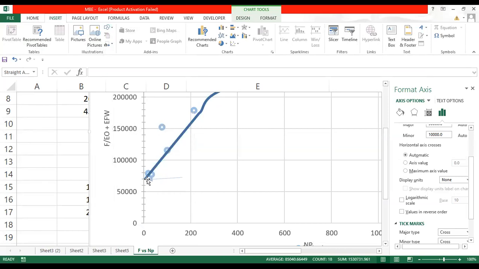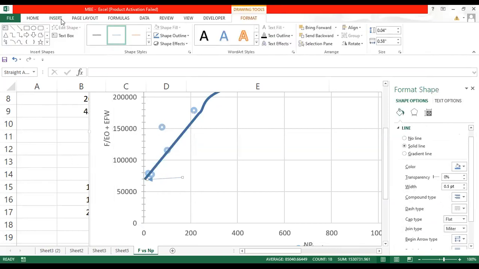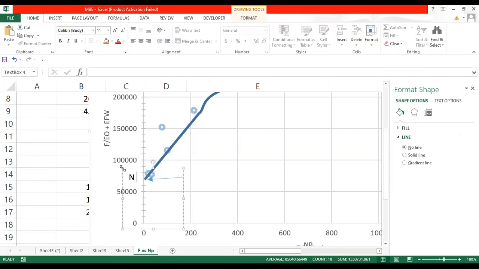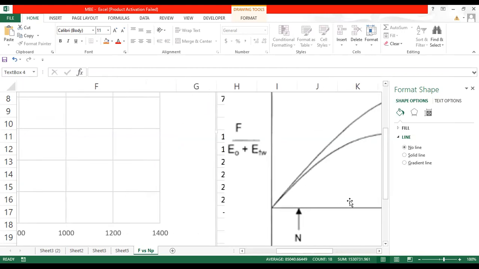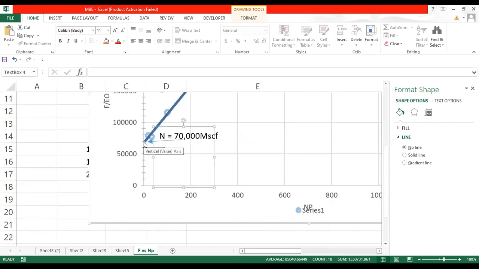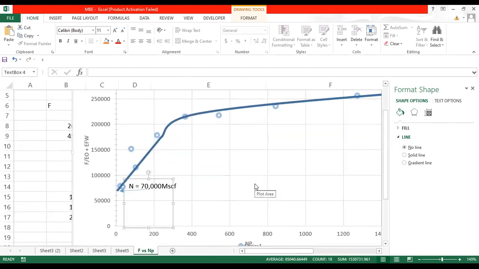So actually this represents your N value, which is equal to 70,000 MSCF. This is the amount of initial gas in place that can be estimated by this graph. You can see the pattern over here also, where the intersection is there. That is the part of N. The same way we got it over here. So this is how we are able to estimate the initial amount.